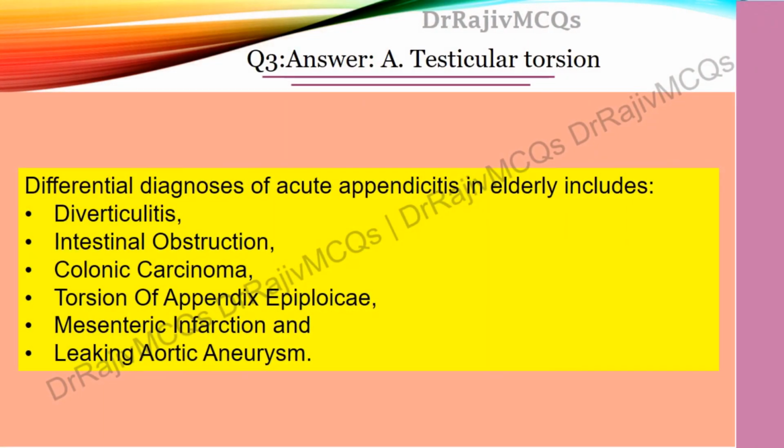The correct answer in question number 3 is option A. Differential diagnosis of acute appendicitis in the elderly includes diverticulitis, intestinal obstruction, colonic carcinoma, torsion of appendix epiploica, mesenteric infarction, and leaking aortic aneurysm.